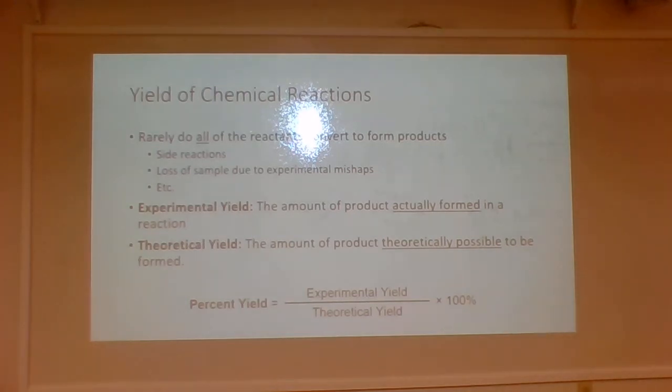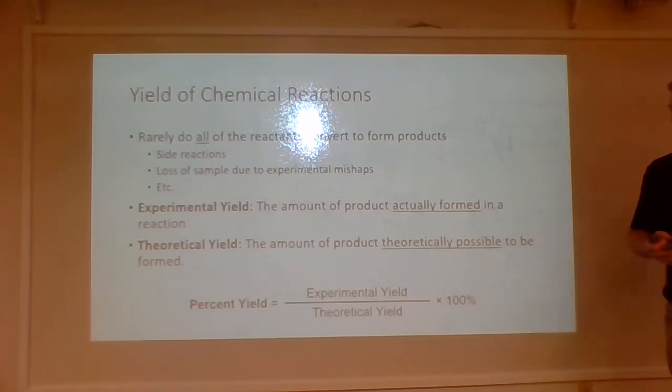Because of the aforementioned reasons before, there's a likelihood that you're not going to actually produce the yield of a reaction that you would expect based on the theoretical yield. And so we have this quantity called the percent yield, which is equal to the experimental yield over the theoretical yield times 100%. And what that does is tell you how efficient your reaction was.